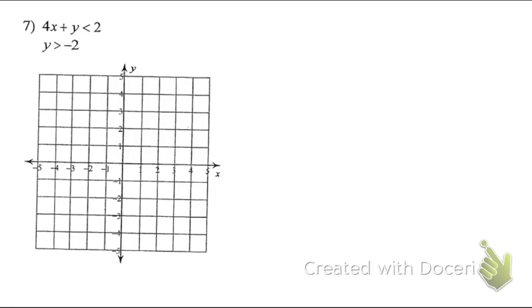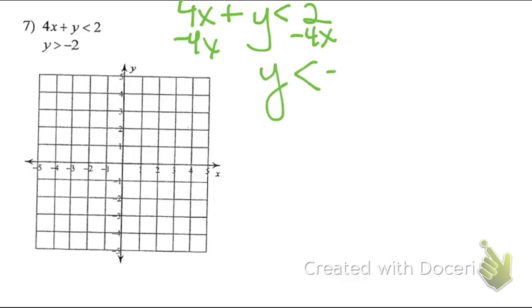Okay, I've got 4x plus y is less than 2. So step 1 is I'm going to get y all by itself. So I've got 4x plus y is less than 2. I'm going to subtract 4x from both sides. So what I have is y is less than -4x plus 2. Right there is my y-intercept, and -4 is my slope.